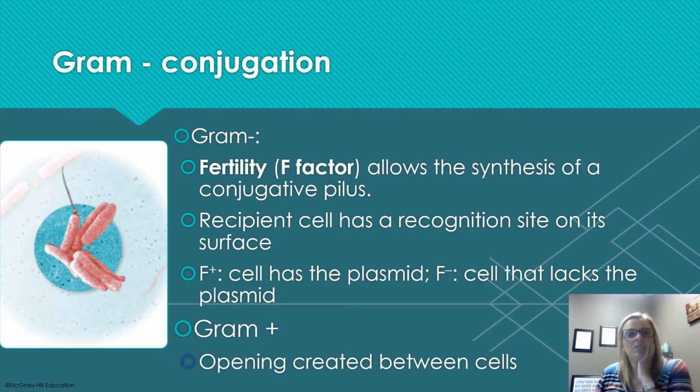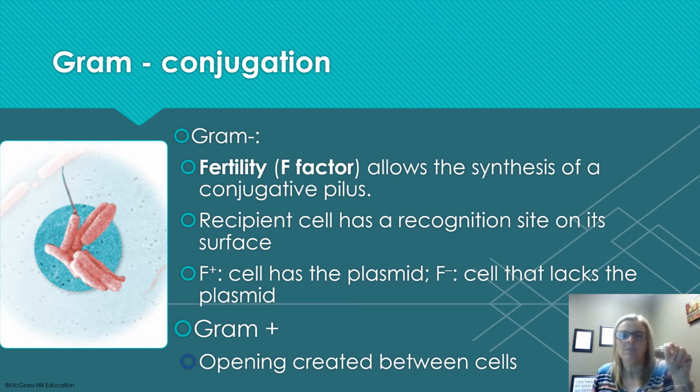Look a little more closely at conjugation, okay? This is that mode of genetic exchange where a plasmid or other genetic material is going to be transferred from a donor cell to a recipient cell via that direct connection, which is going to be a pilus. Both gram-positive and gram-negative cells can do this. Bacteria can do this through conjugation. It's just a little different for each.